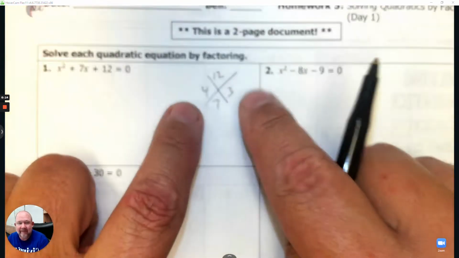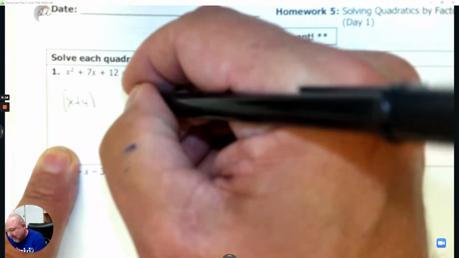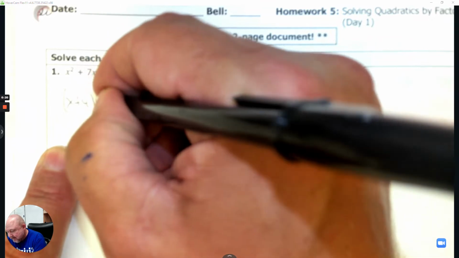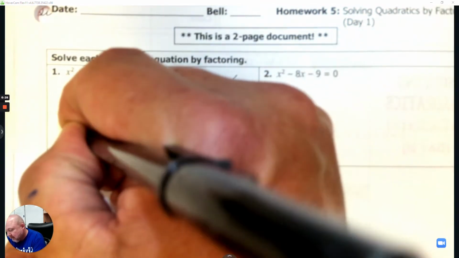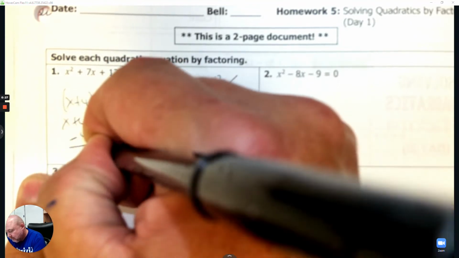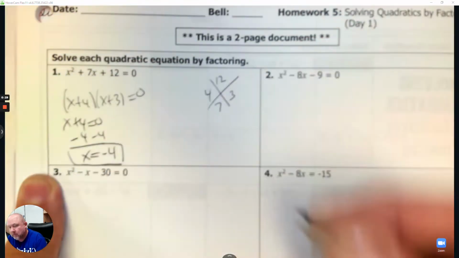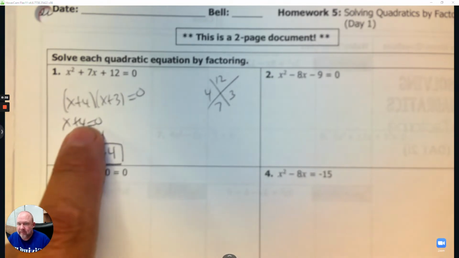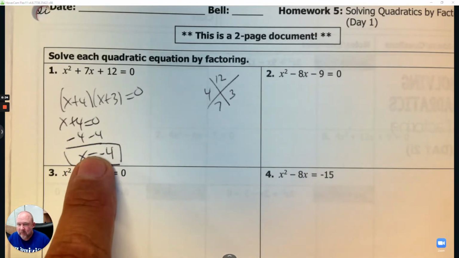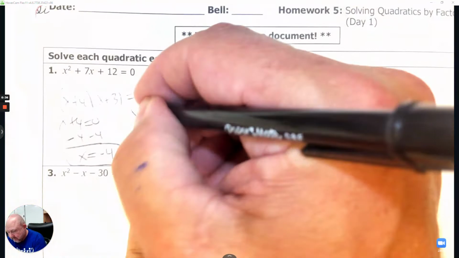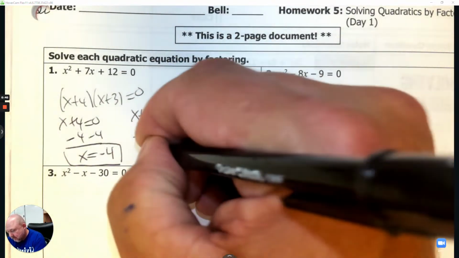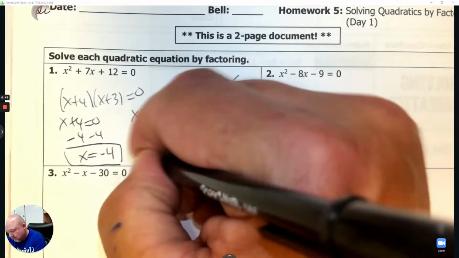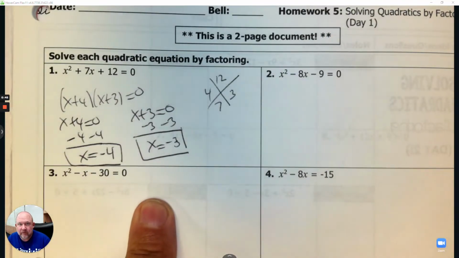And then once we have each one, the two factors, x plus 4 and x plus 3, we're going to take each factor equal to 0 and solve it. So x plus 4, we're going to subtract 4, and then one answer is there. X plus 3 equal to 0, subtract 3. And those are your two answers.